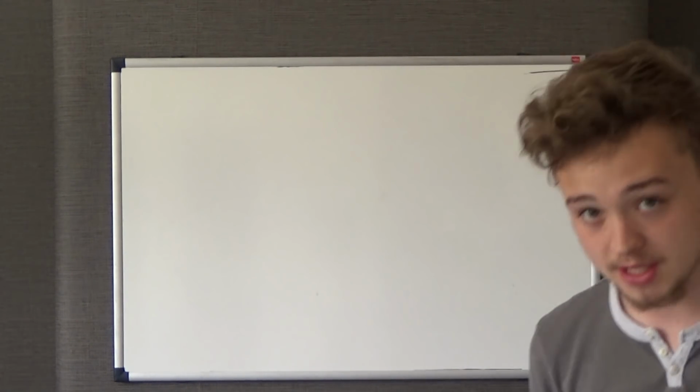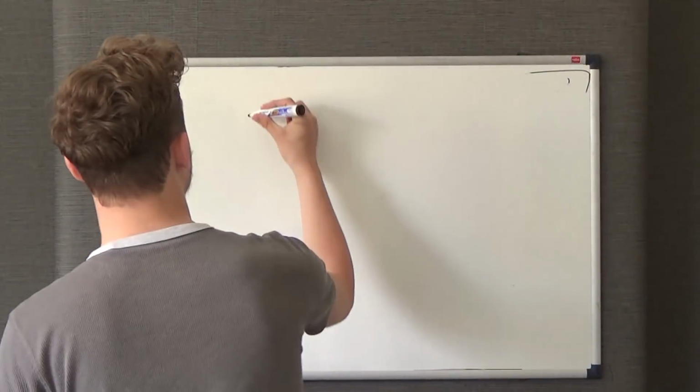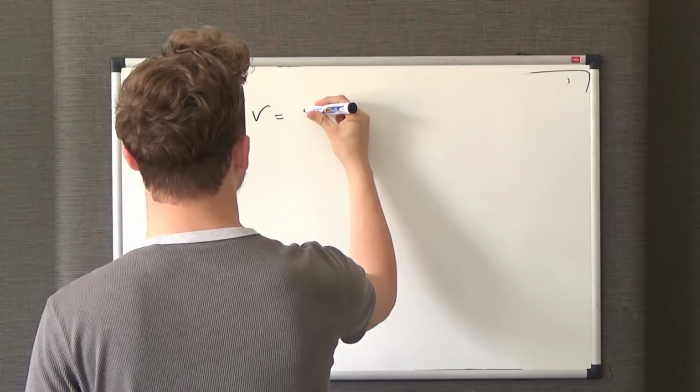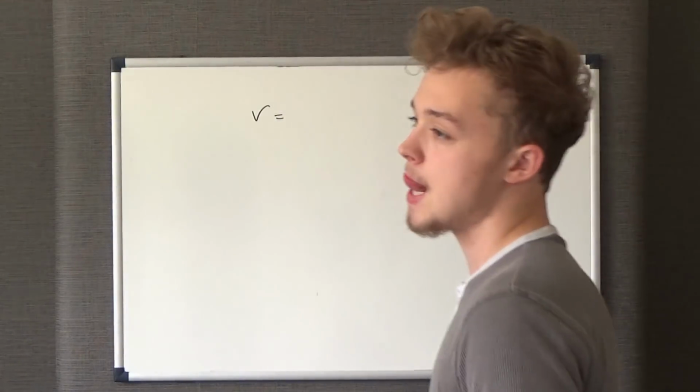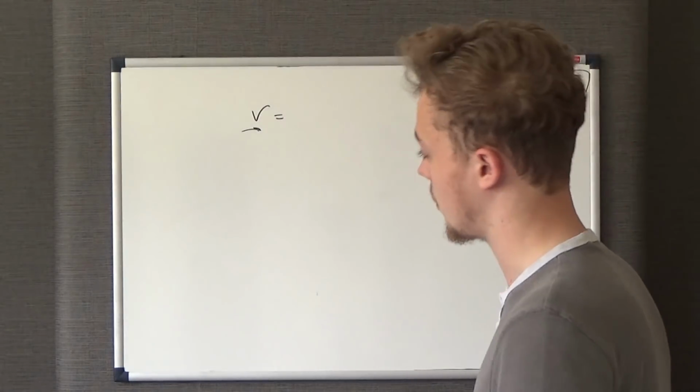So, that's electric field strength. The next thing it mentions is electric potential. Now, again, this is very similar to gravitational potential. In gravitational potential, we said the gravitational potential, which is labelled as V, is the work done per unit mass. Now, we're still going to use V, because it still represents potential.